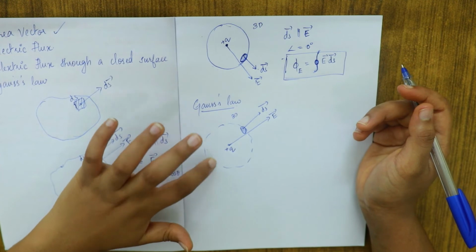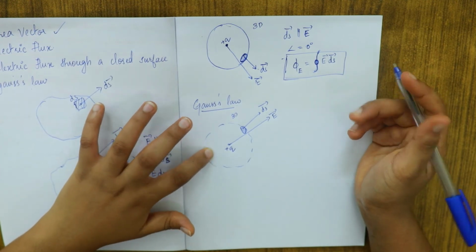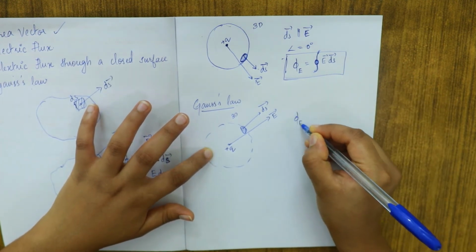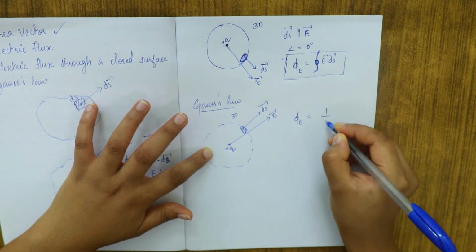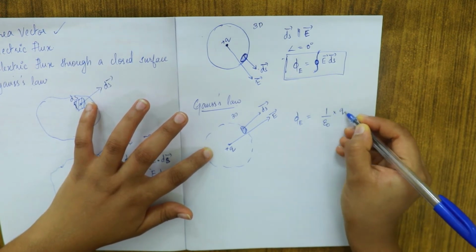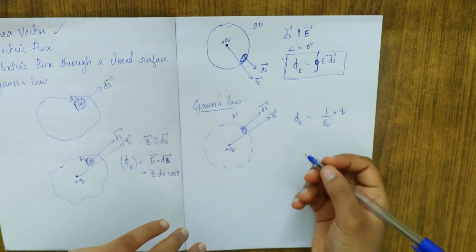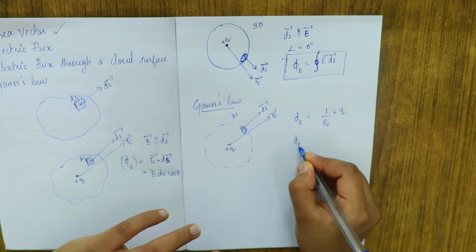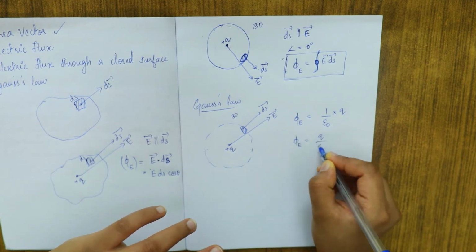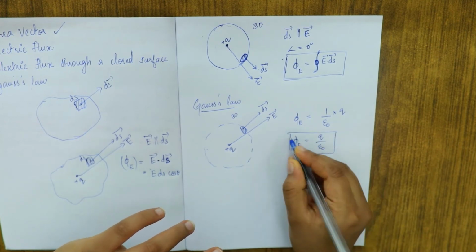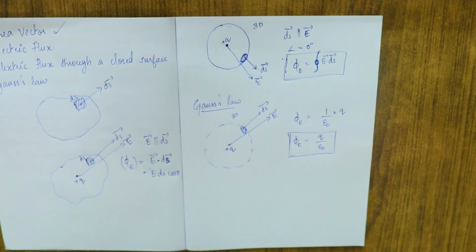In such a closed surface enclosing a charge, the flux through it will be equal to 1 by epsilon 0 times the magnitude of the charge enclosed by the surface. That is what Gauss's law states. That is simply phi E is equal to Q by epsilon 0.